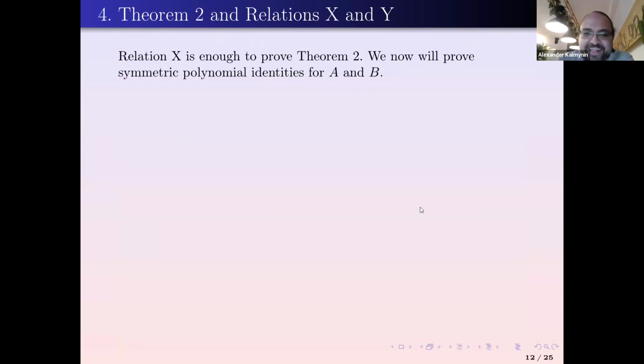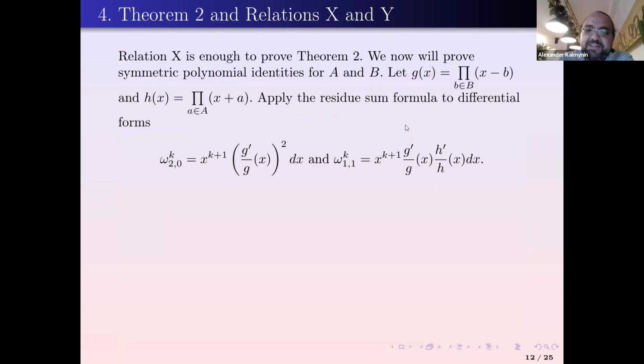Okay, now relation x turns out to be enough to prove theorem 2. To prove this, you need some polynomial identities for A and B. This is where the differential forms start to come into play. You can consider the generating polynomial for the set B, which is the product of x minus b, and the generating polynomial for the set minus A. Then you consider the two differential forms. One takes the square of the logarithmic derivative, and the other takes a product of two logarithmic derivatives, and you also add x to some power.